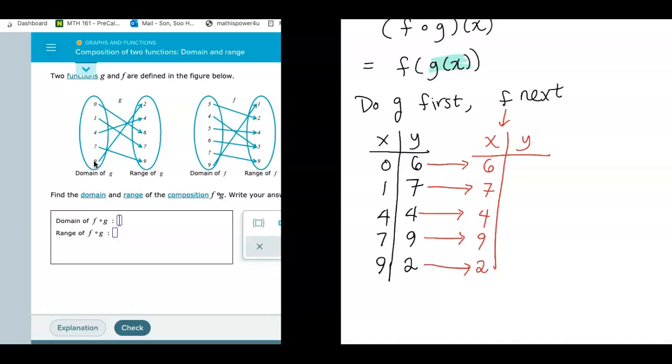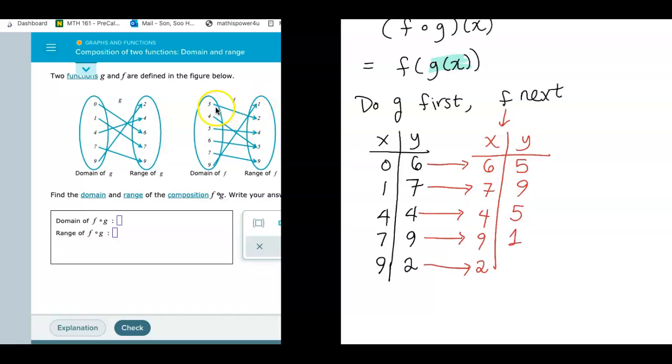So let's start with 6 first. Do they have 6? Oh, yes, they do. 6 is going to 5. What about 7? Do they have 7? Yes, they do. 7 is going to 9. Doing good. What about 4? 4 is going to 5. So far, everything existed. What about 9? 9 is going to 1.